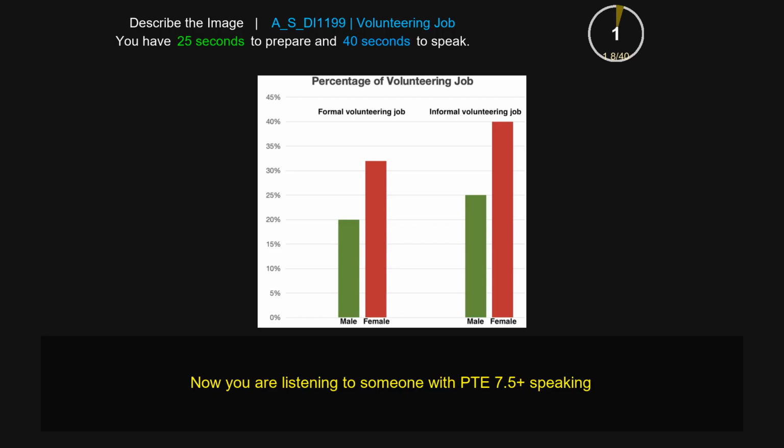The title of the bar graph is percentage of volunteering job. On the x-axis we have male and female, on the y-axis we have percentage. The maximum percentage of formal volunteering job in female is 33% and in male is 20%. The maximum percentage in informal volunteering job in male is 25%. The percentage of female in informal volunteering job is 45%. We have lots of other percentages like 5%, 10%, 15%, 25%, 30%, 40%, and 45%.